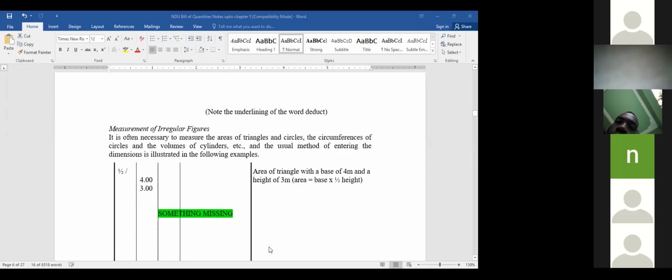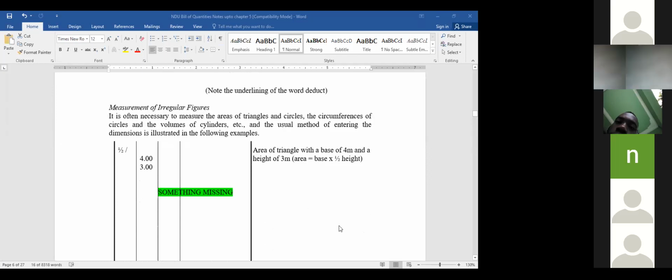Okay, now we have what we refer to as measurement of irregular figures. Irregular figures are figures that have a constant in their formula for area or volume. For example, the area of a triangle is half base times height. This half is not a dimension, so we cannot put it in the dimension column. So we put it in the timesing column, because it's a multiplying factor.